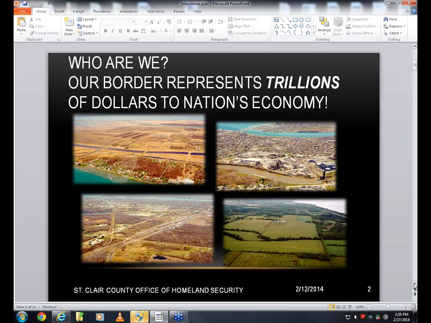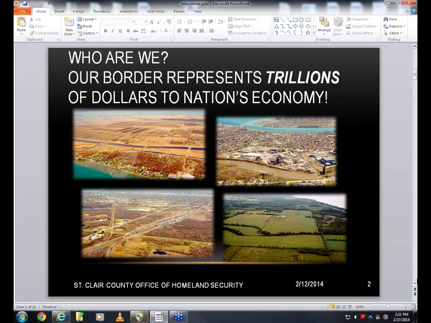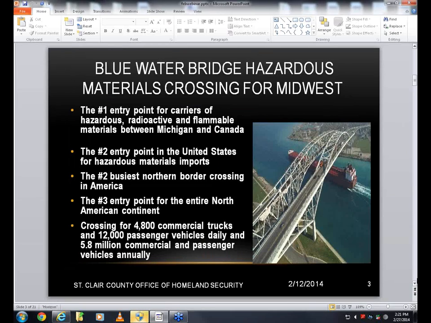Why are we more important? We represent really trillions of dollars to 2 countries' economies. A lot of it is transportation, or a lot of it is located on either side of the border, and a lot of it, thank goodness, is on the Canadian side and not ours. But once again, we're a small community, but we have a lot of critical infrastructure that you'll be seeing as we go along.